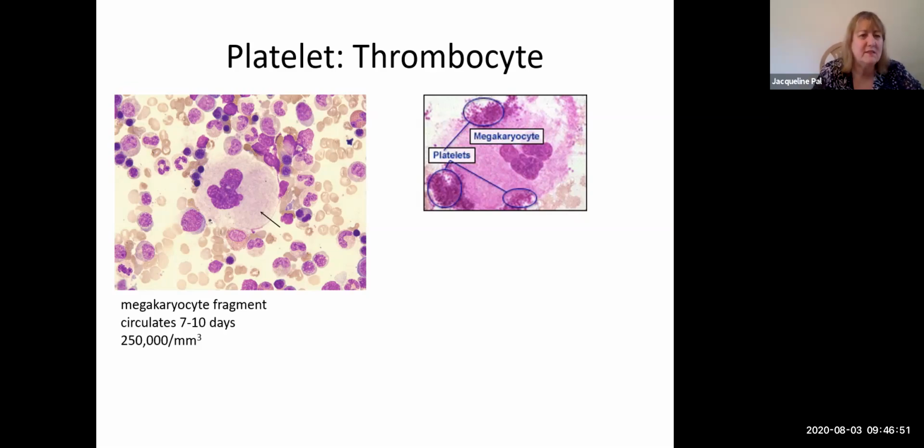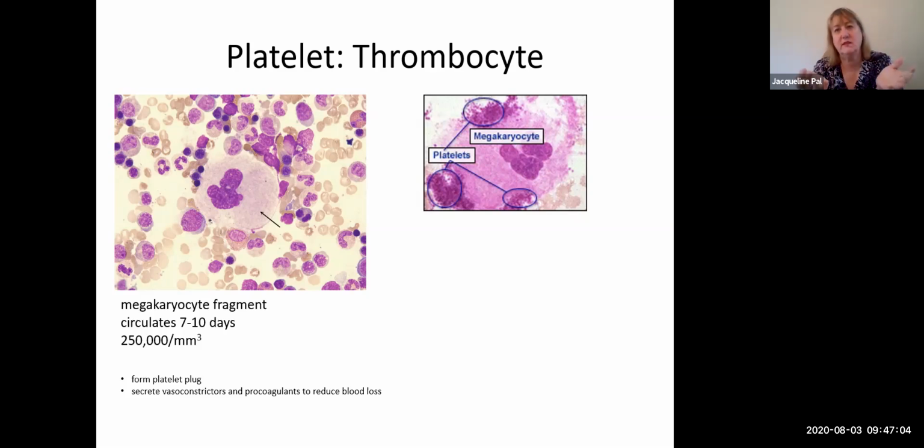And so platelets are very important for starting the clotting process. They do something called forming a platelet plug. Now, a platelet plug is not a blood clot. Okay? A platelet plug is what it sounds like. It's a group of platelets which have stuck together, which is the start of the process and triggers other steps.